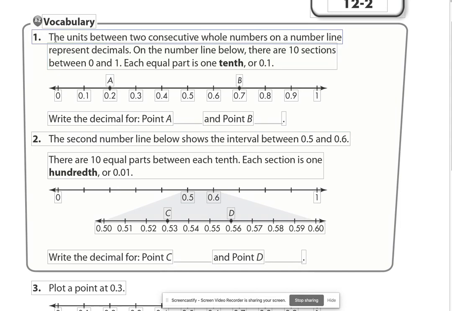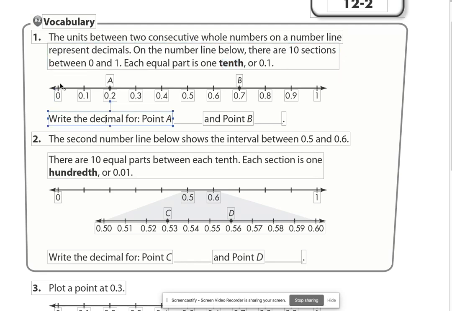Okay, so vocabulary. Interval: the units between two consecutive whole numbers on a number line. That means two numbers in a row. Represent decimals. On the number line below, there are 10 sections between 0 and 1. Each equal part is 1/10, or 0.1. So an easy way to remember is, how many parts are there between 0 and 1? 10. Each one is a tenth. So 10, 10th, 10, 10th to help you remember.